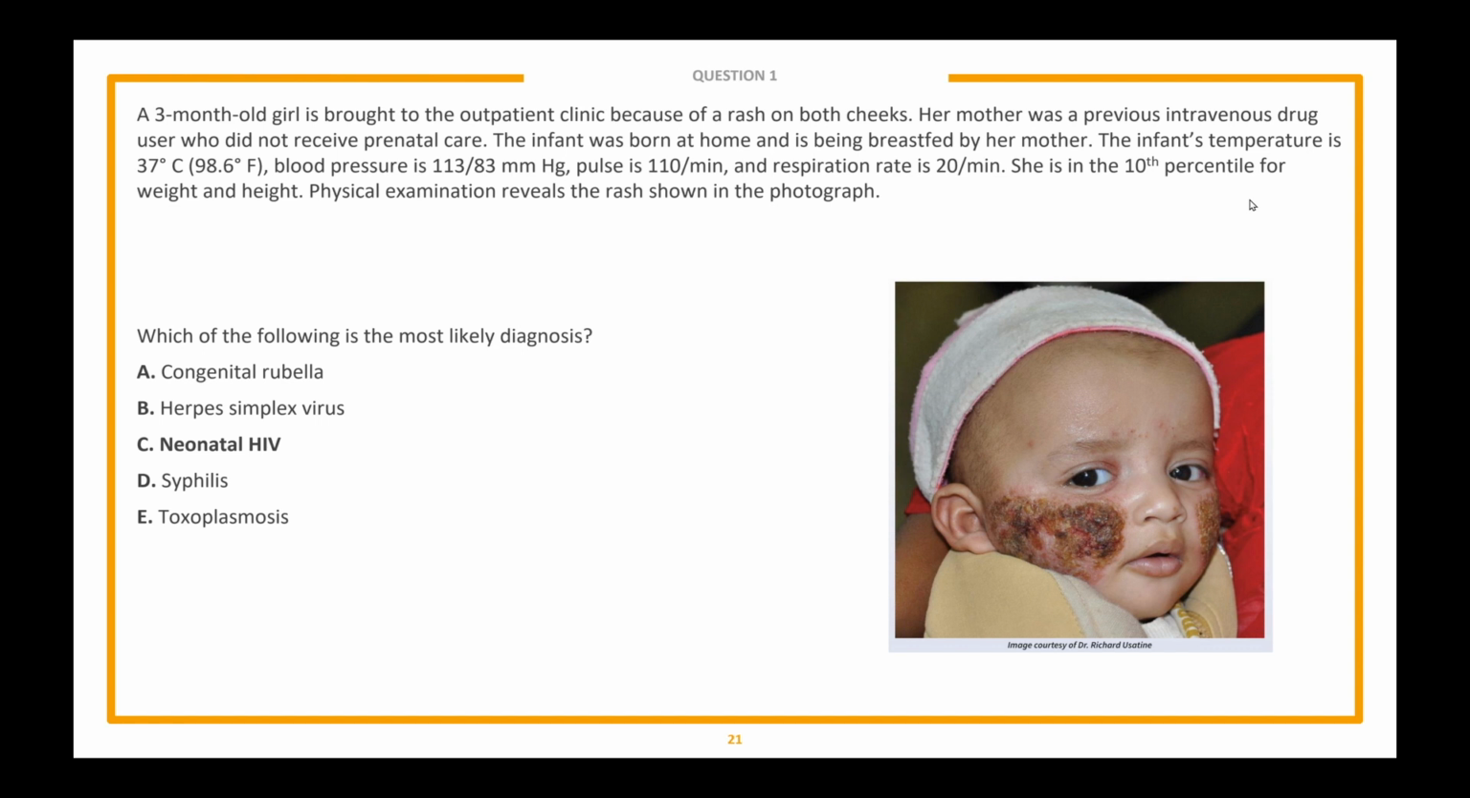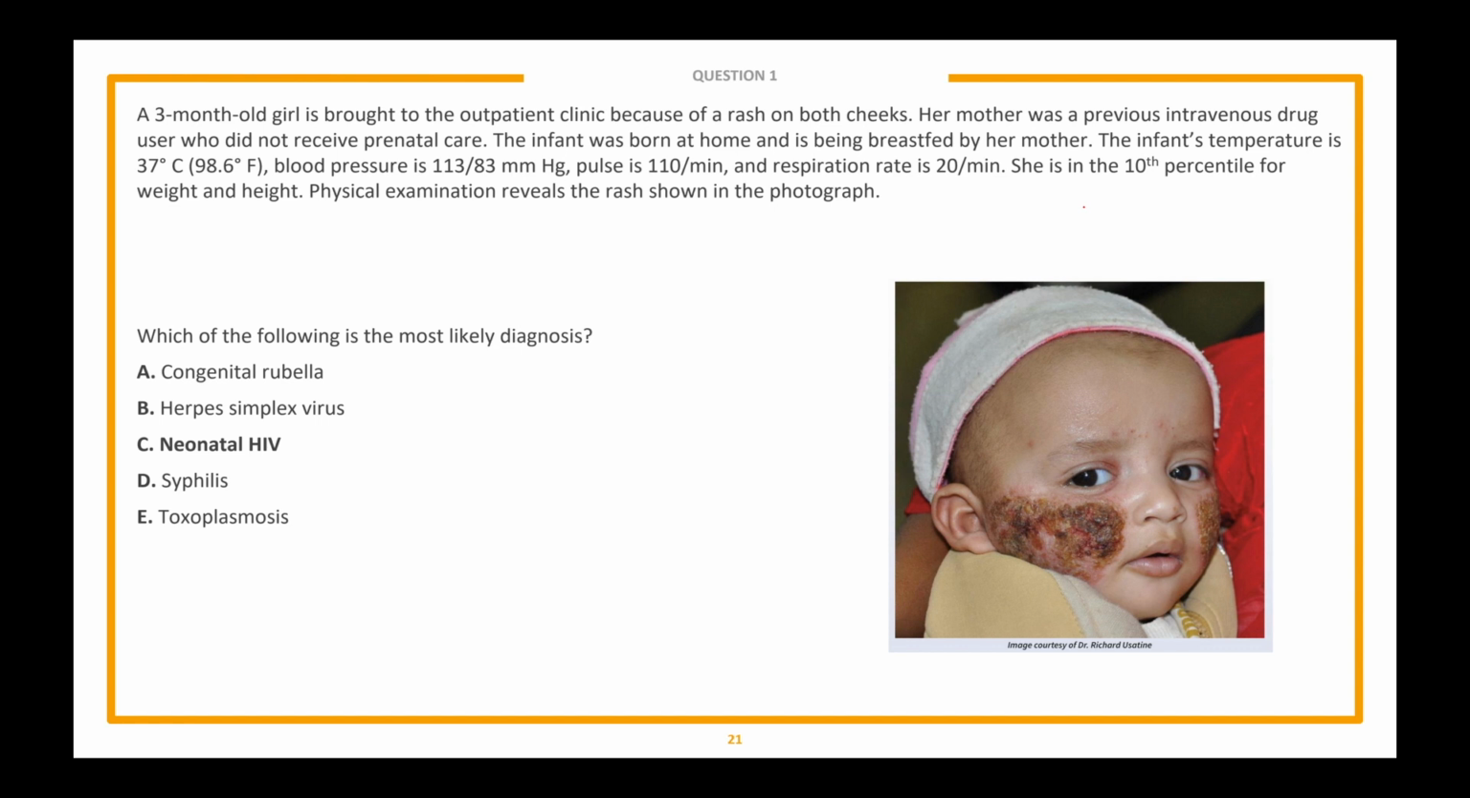So neonatal HIV commonly manifests with numerous infections, skin infections, lung infections, lymphadenopathy, and also failure to thrive, so low body weight, low height. So that's probably the best answer in this question.